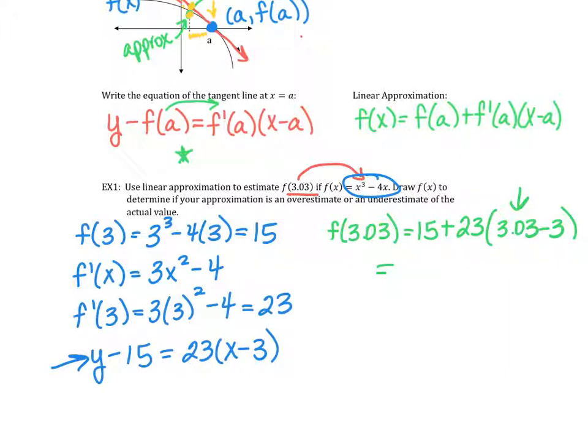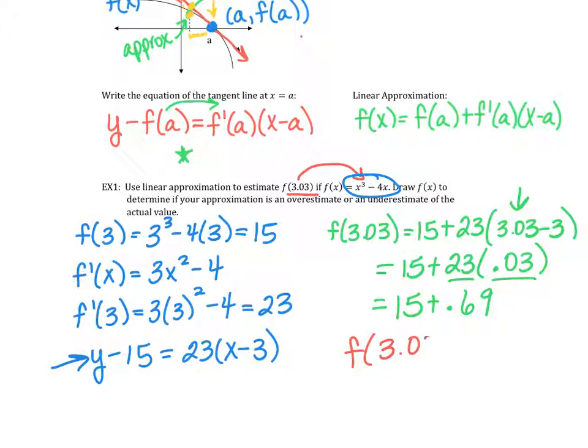And you can see that you can do that in your head. So you have 15 plus 23. Whether you work in decimal or fraction is kind of up to you. I kind of go back and forth depending on the difficulty of it. And so 23 times 0.03, well, 3 times 23 is 69. Move the decimal twice. So that's 15 plus 0.69. So your final answer, your linear approximation, f of 3.03 is approximately 15.69. That's much easier than plugging into this cubic and having to cube it.